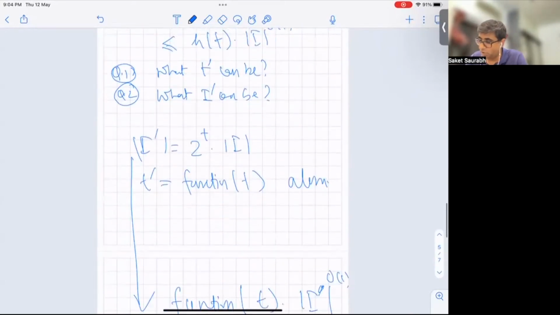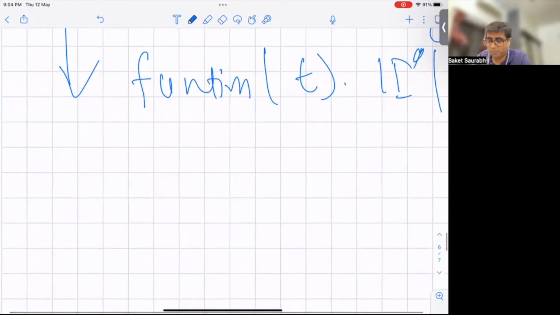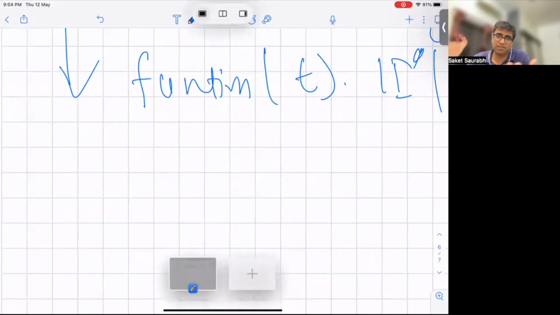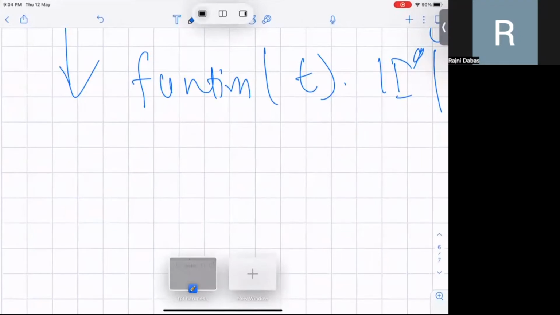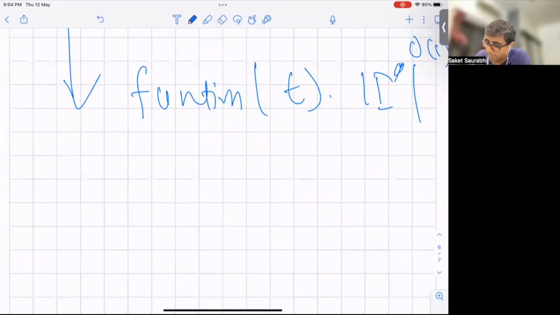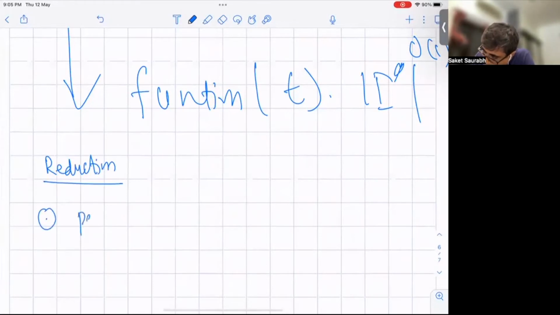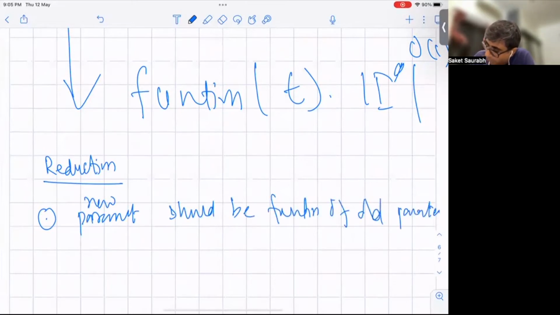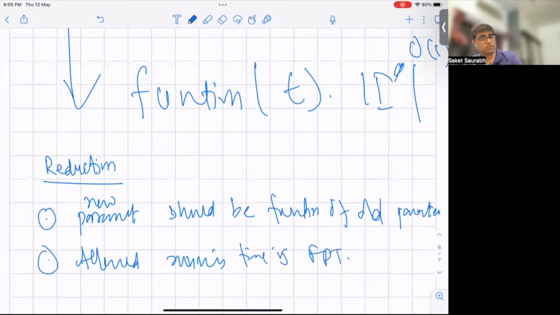So this is all that I'm trying to tell you, that you just have to check. Basically, there are very simple things, guys. The algorithm I'm trying to design puts certain constraints on the allowed running time. So what we know now is that in our reduction, the new parameter should be a function of the old parameter. That's one thing. And secondly, the allowed running time is FPT. These are the two salient features.